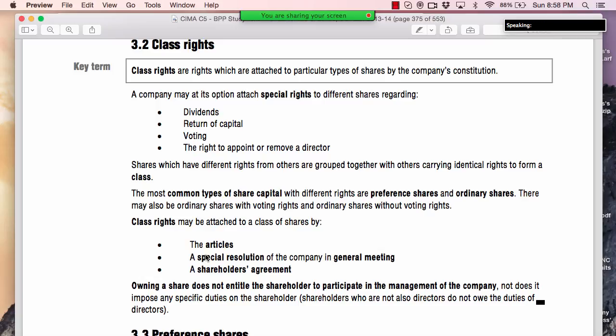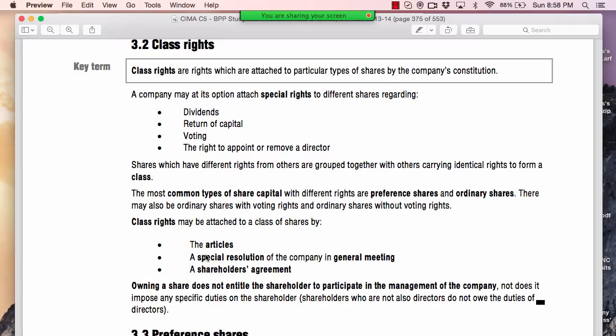It's the different rights every class of shareholder has. Certain shares may have the right to dividends, certain may not. Certain will have voting rights. They may say, I'm going to give him voting rights, but I'm not going to give him return on capital, right?